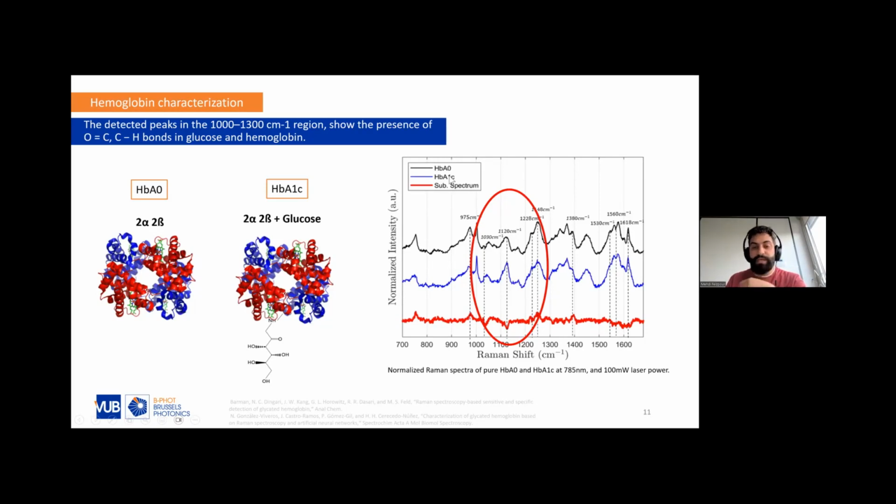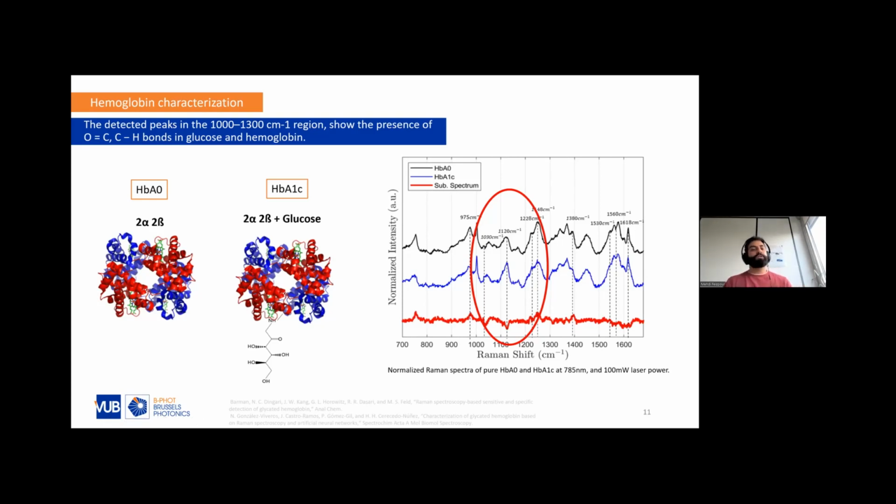So HbA1c has some extra chemical components in its structure. So this peak gets a bit bigger. Yeah, so that's the only difference between these two structures. And our Raman spectra correspond to that as well.